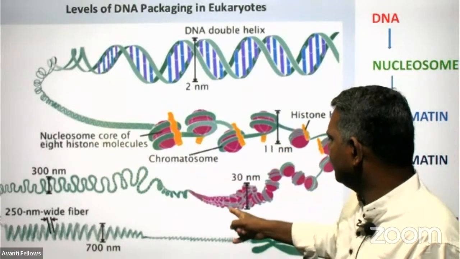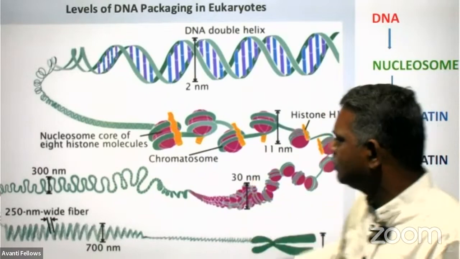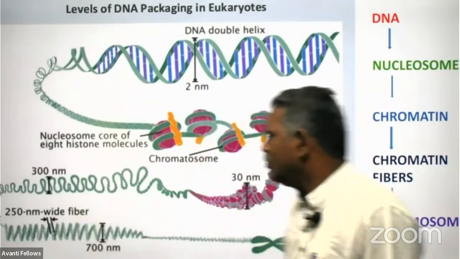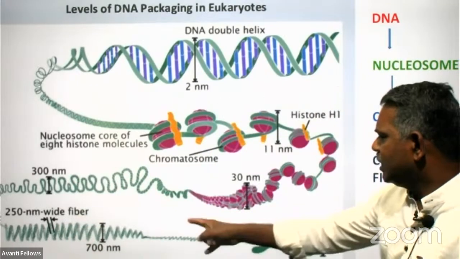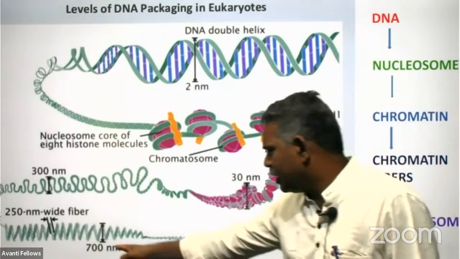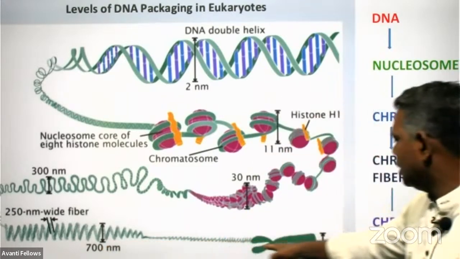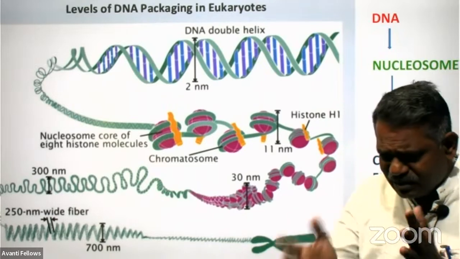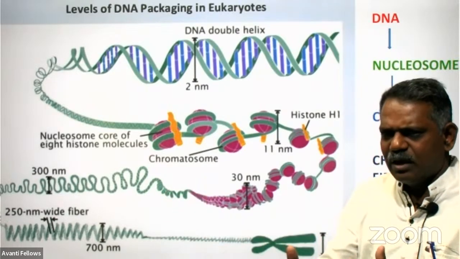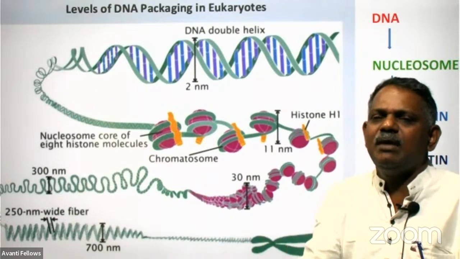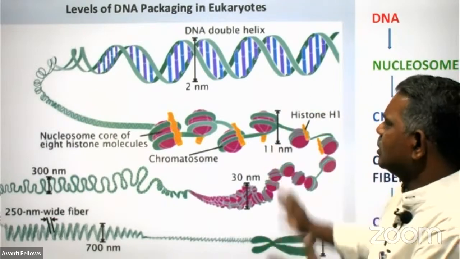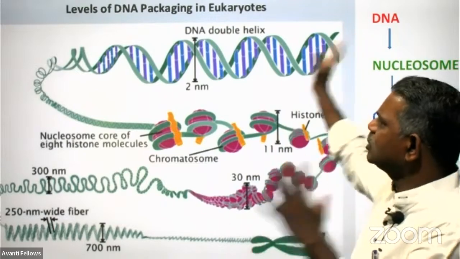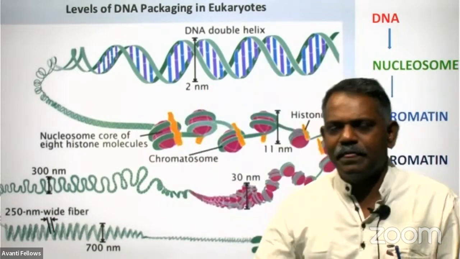And here we can find 30 nanometer. It is 300 nanometer. And here it is 250 nanometer. And whenever it goes for coiling again, 700 nanometer. And in case of the chromosome, you see it is 1400, increasing the width but reducing the length, so that it is very easy to keep these chromatin threads or the chromosome inside the nucleus. This is the way we are keeping this much length of the DNA.